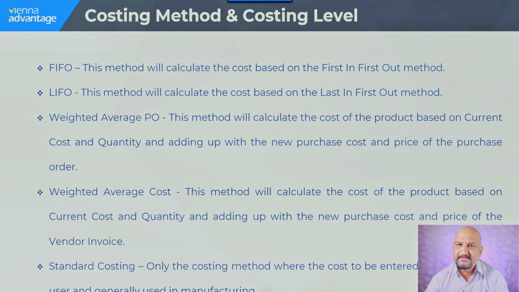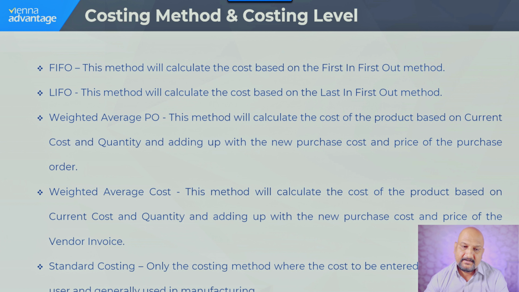In such a case, whenever you purchase a new item, the system will multiply 5 into 10, which is equal to 50. Let's say next time you are purchasing the same item, 100 quantities at the price of 7. So 7 into 100 plus 5 into 10, divided by 105, that is the total quantity available in your hand. In this way the system calculates the weighted average PO and the weighted average cost or weighted average invoice.